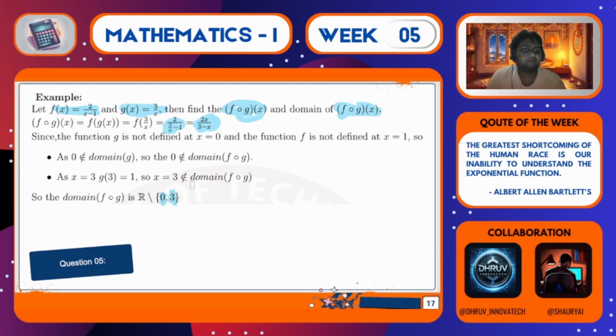So whenever you have to find the domain, you have to just find the factors that don't satisfy your composite function and the inner function separately. That's the only two things that you have to see. That's why the domain of the function is real numbers minus the set {0, 3}.